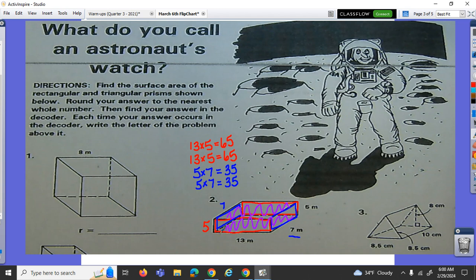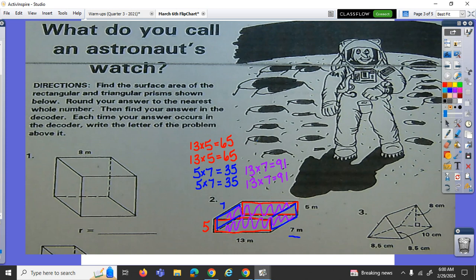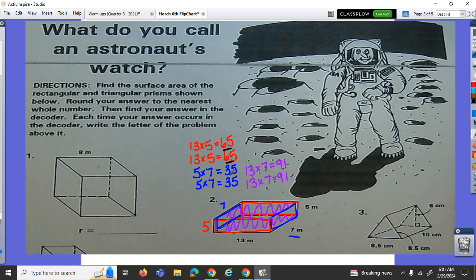So the top and the bottom are a 13 by 7, which will be 91. Okay, so if I combine all of that together, 65, 65, 35, 35, 91, and 91, I would have a total of 382, which you're going to see that answer at the bottom of your puzzle page. Okay, so that's an example from the astronaut side.